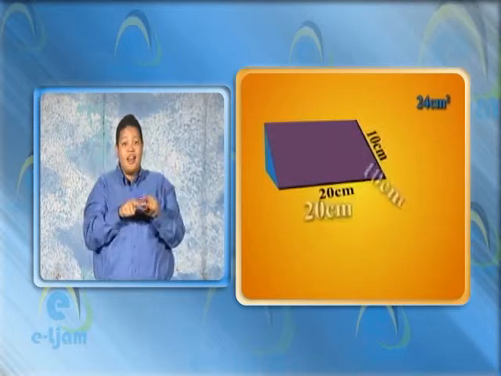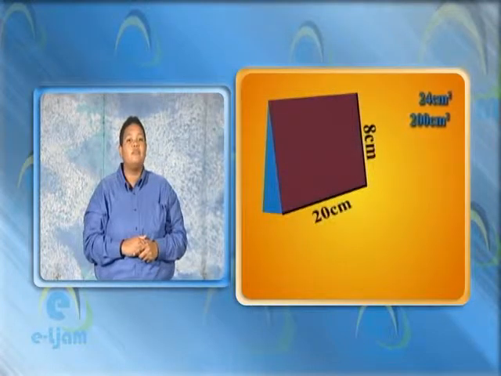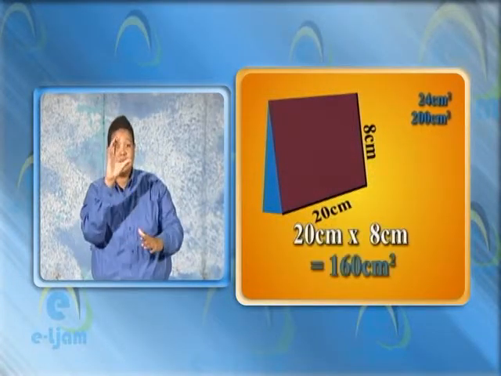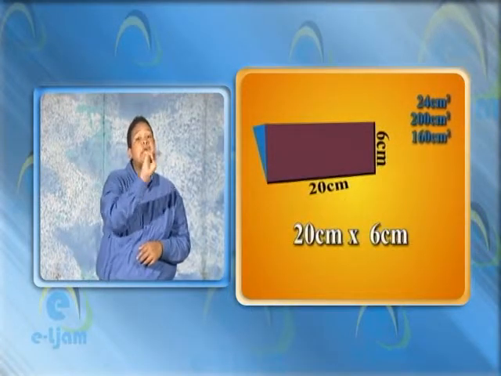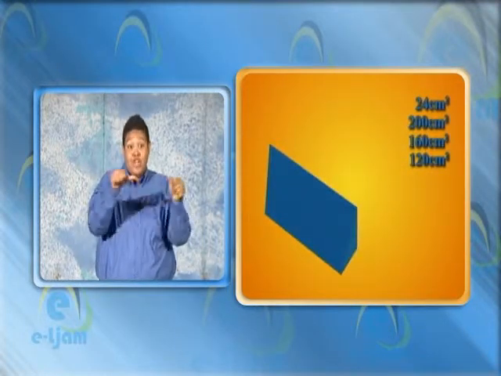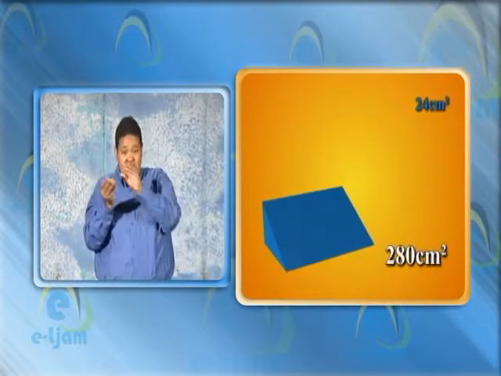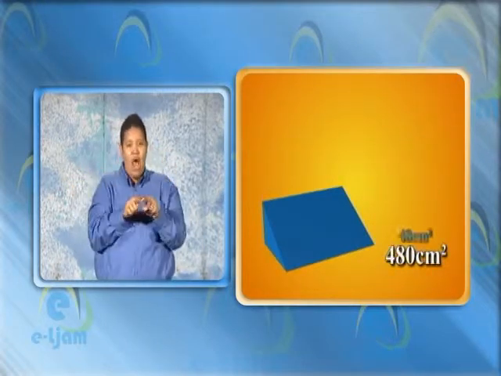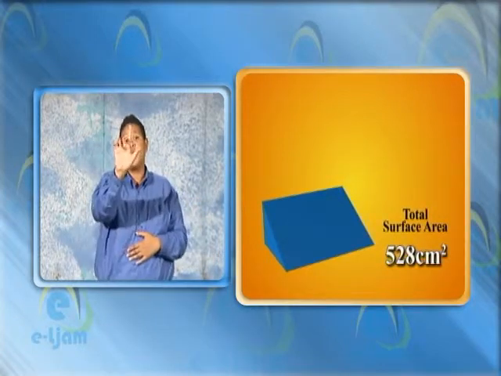10 centimeters by 20 centimeters, 20 centimeters by 8 centimeters, and 20 centimeters by 6 centimeters. Therefore, the total surface area of the wedge would be equal to the sum of the 3 rectangular faces and the 2 triangular faces. This gives us 528 centimeters squared.